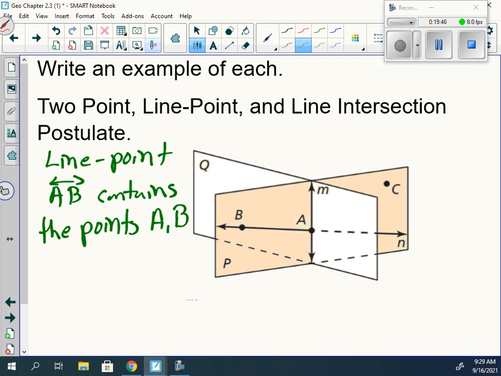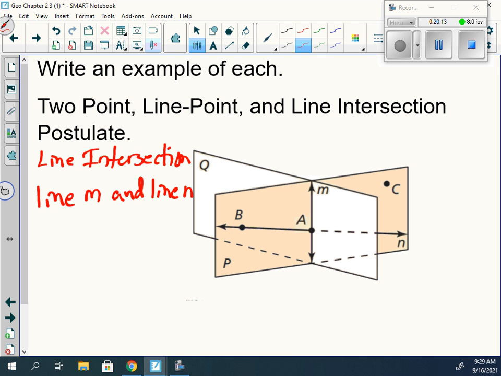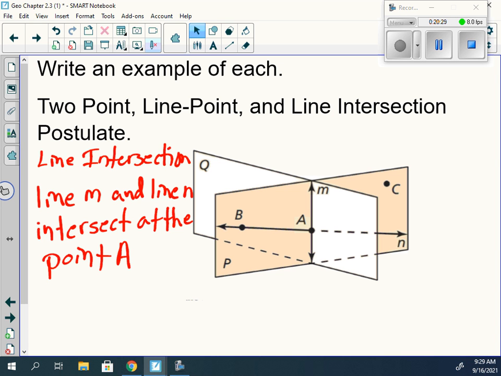Are we ready for the last one? Line intersection postulate. If 2 lines intersect, then their intersection is exactly 1 point. So line M and line N intersect at the point A. Lines M and N intersect at the point A.